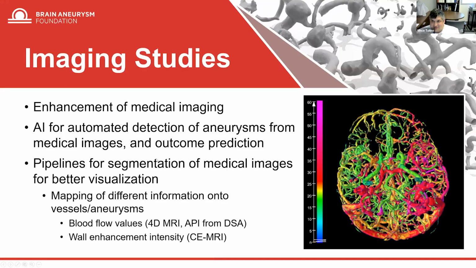So on top of the development of new imaging techniques, we have the development of new ways to analyze the output of angiography that we routinely get. And a lot of these include computational pipelines for automatically detecting aneurysms in medical images, or pipelines for segmenting medical images for better visualization, or even mapping different information onto the blood vessels here, such as blood flow information or vessel enhancement intensity. And this is an example of some of this here.